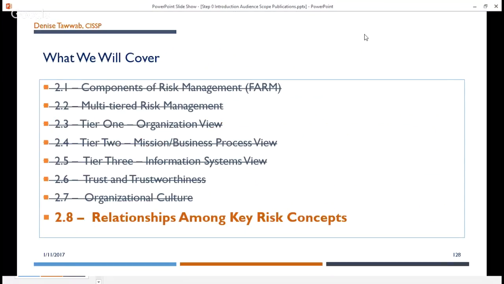And finally, let's talk about relationships among key risk concepts. We are almost done, guys. Thank you so much for hanging in there. We're almost done.